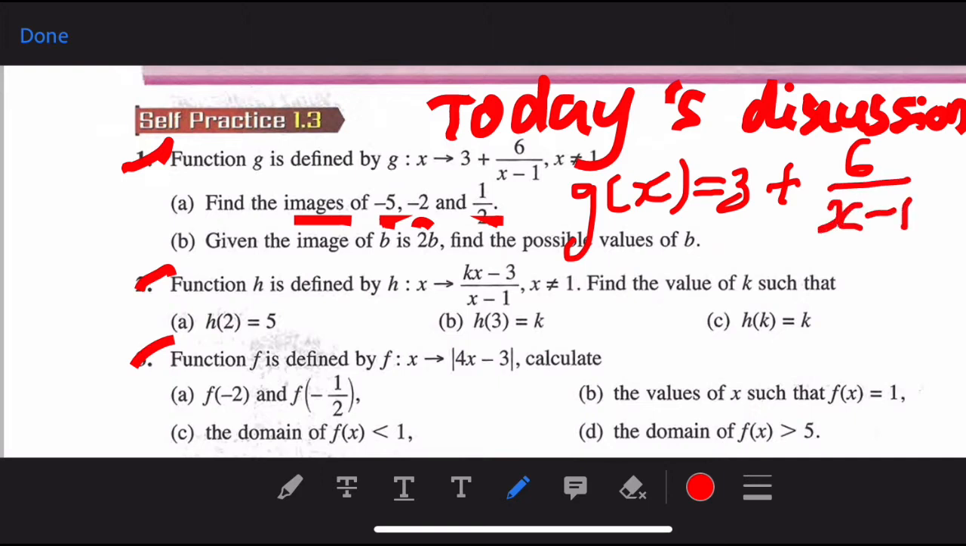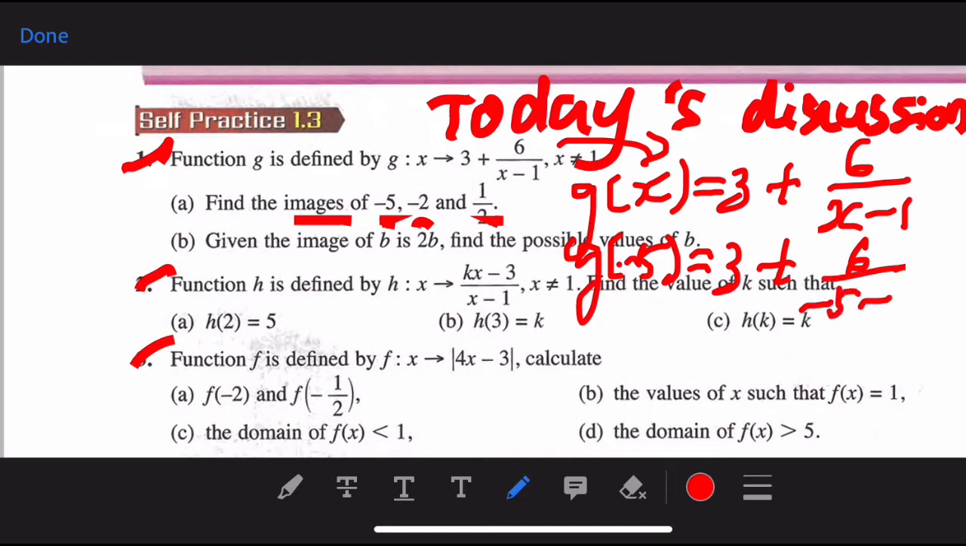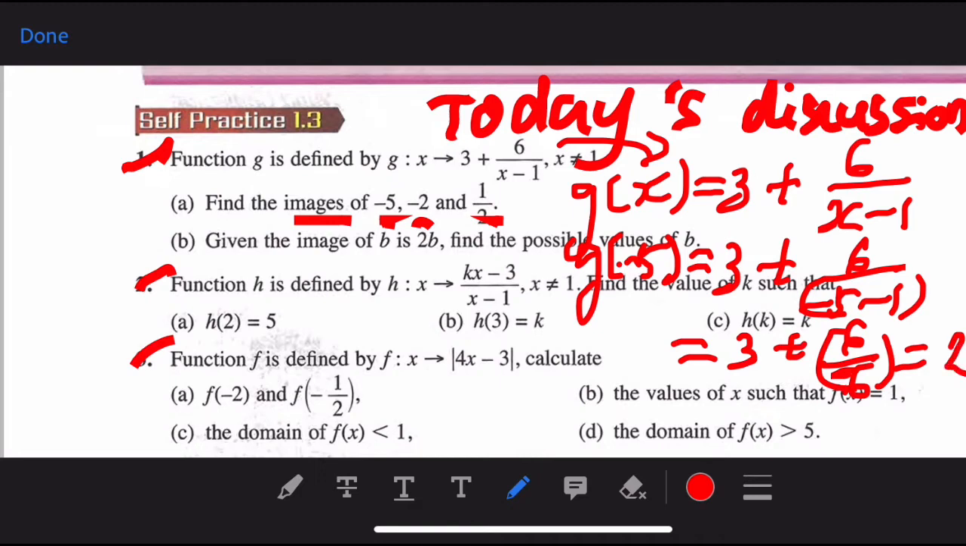So for the first question, when you see the function, you write it in terms of an equation, make it equal first, then you substitute g(-5). You just plug the -5 into the equation and you solve. So this is 3 plus 6 over -6, so it's actually 3 minus 1. 6 over -6 is -1, so it's 3 minus 1, and the answer is 2 when the object is -5. Understand? I'm sure you can do it, right?